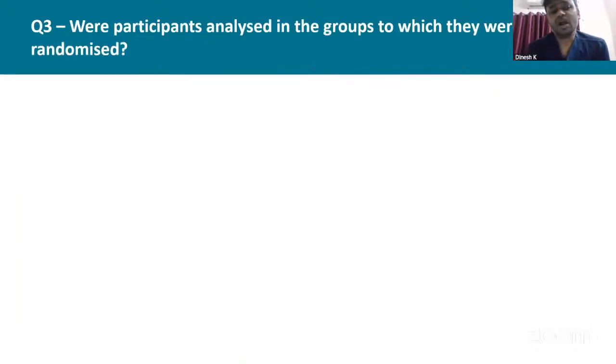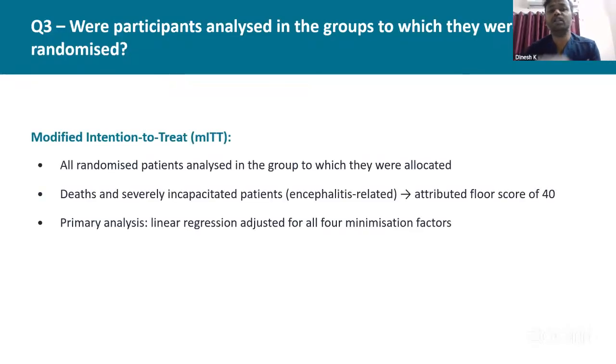So the next question: were participants analyzed in the group to which they were randomized? We have seen that all the randomized patients were analyzed in the group to which they were allocated, by a modified intention to treat analysis. 81 patients had the primary outcome, so they did a modified intention to treat analysis.